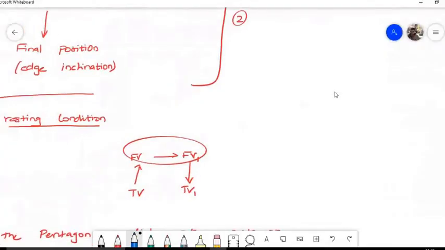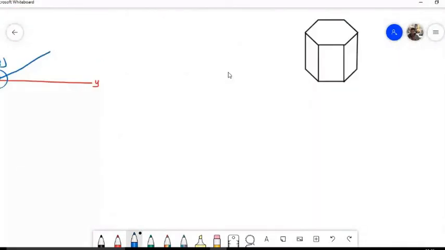Okay, so now in today's class, we have solved two cases. One is a projection of plane which has only surface inclination, and the second case is the projection of planes which has both edge inclination and surface inclination. Okay, I hope you are clear with this. Okay, so with this we are closing the projection of planes.